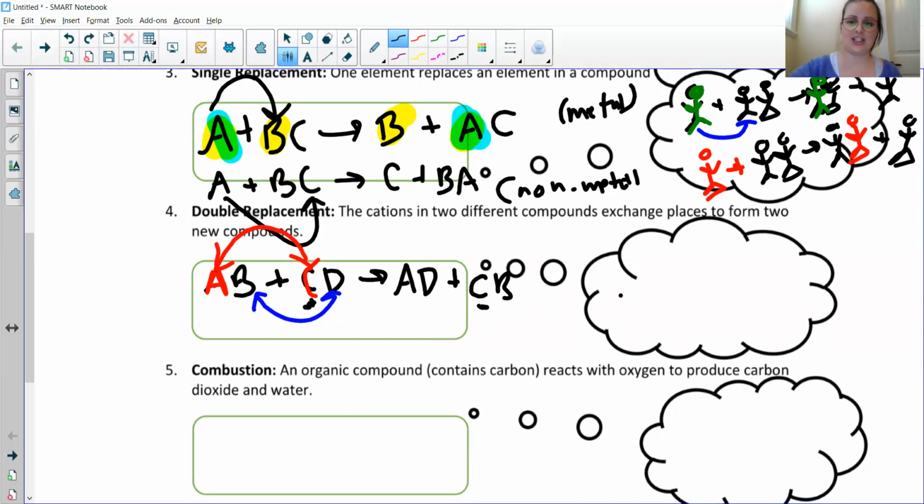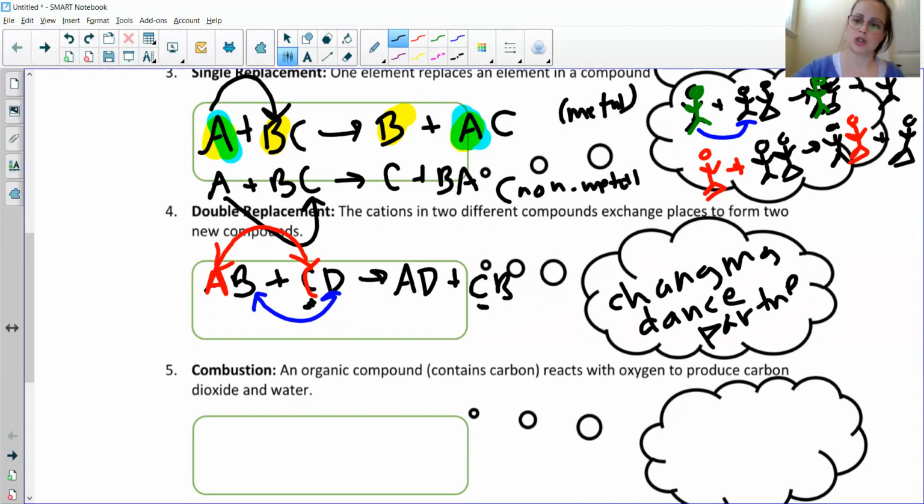So this is like changing dance partners. If you're doing a two-person dance, maybe a do-si-do, and the music says to change partners, you swap with another person and they take your old partner, and the person that your new partner was with goes with who you used to be with.